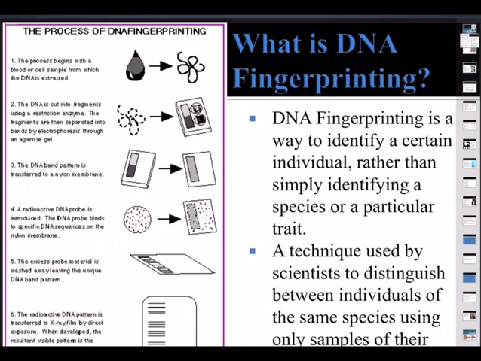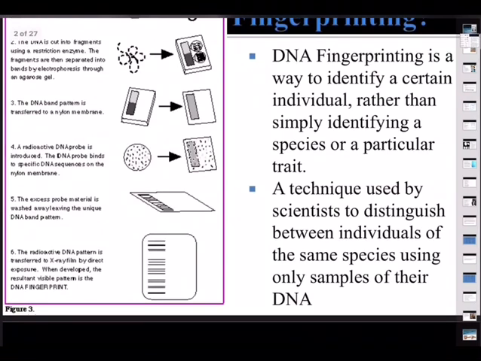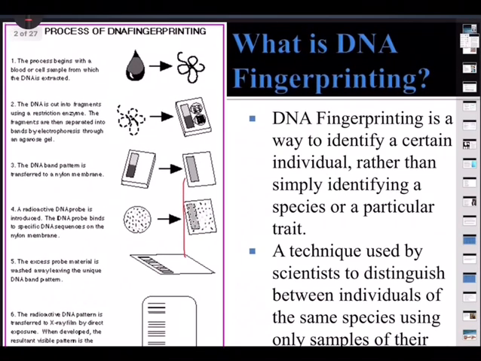So what is DNA fingerprinting? DNA fingerprinting is a way to identify certain individuals rather than simply identifying a species or a particular trait. A technique used by scientists to distinguish between individuals of the same species using only samples of their DNA. We are going to use DNA. And what are the various steps involved in that? Let's see what are the various steps involved.